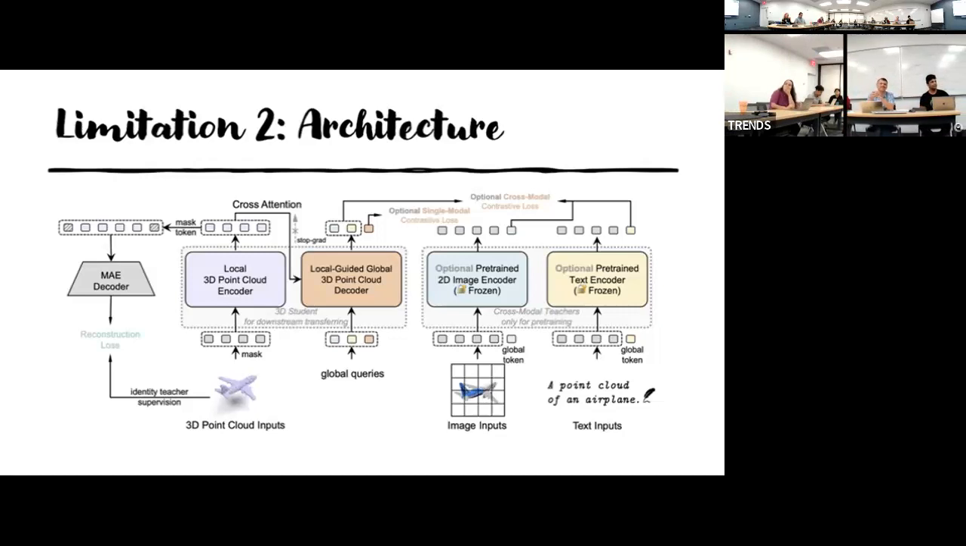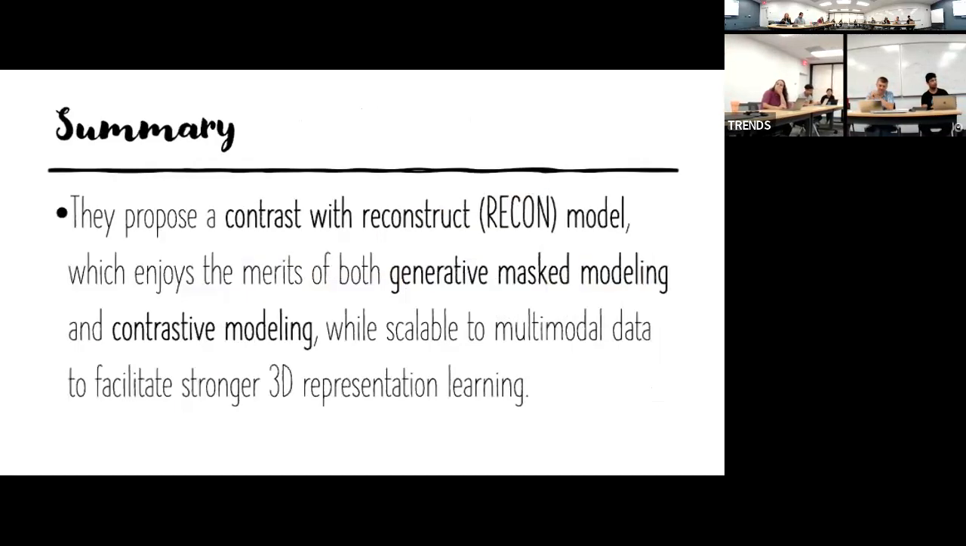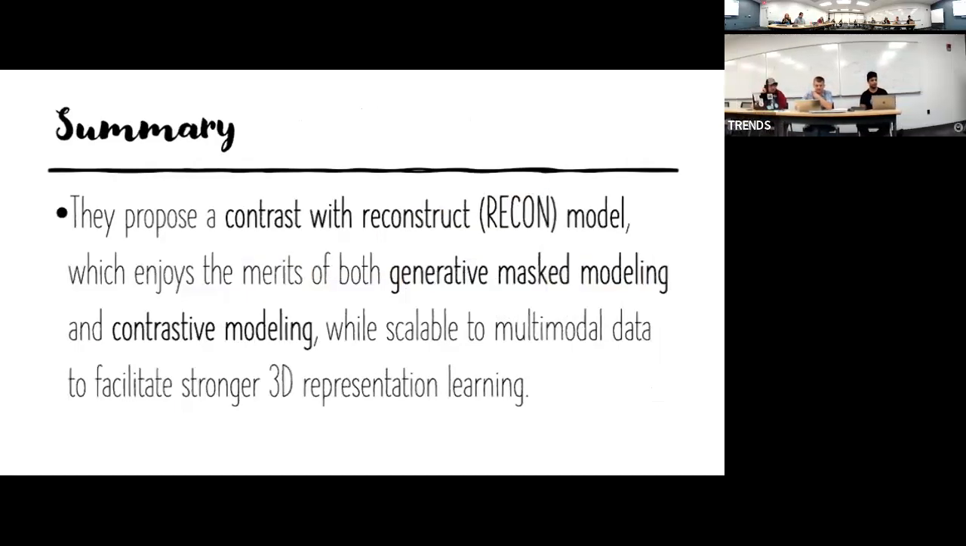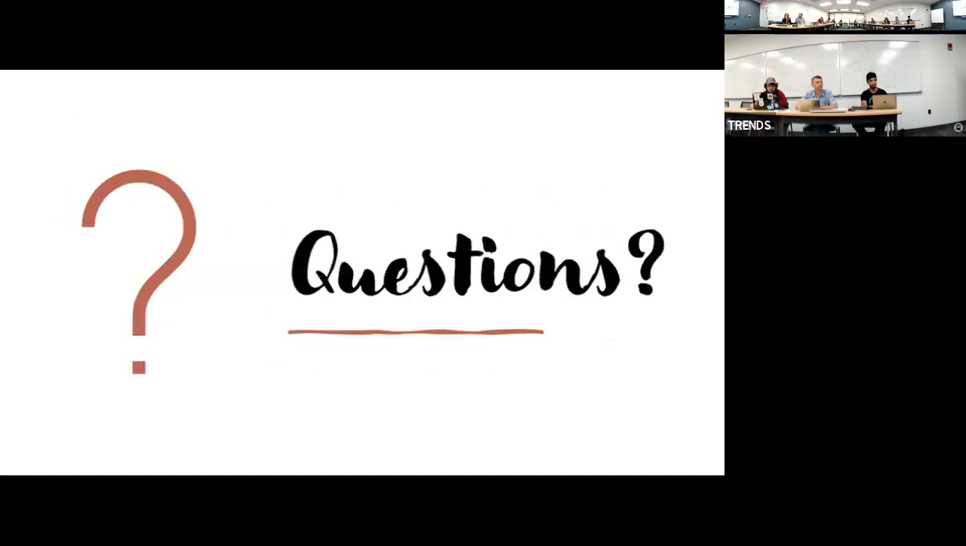So yeah, this is the overall explanation of the paper. As a summary, they propose a contrast-with-reconstruct model that has the merits of both generative masked modeling and contrastive modeling, which they use to scale the multimodality data to facilitate stronger 3D representation learning. So yeah, that's all. Any questions? Thank you, Mrinal.